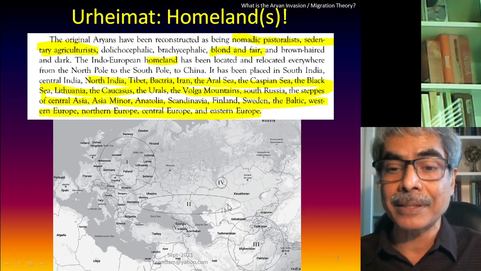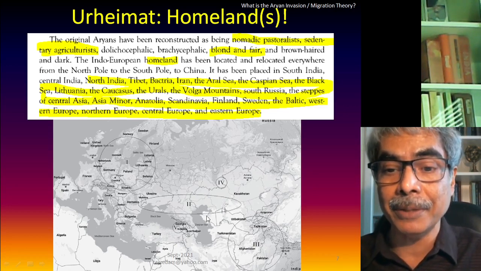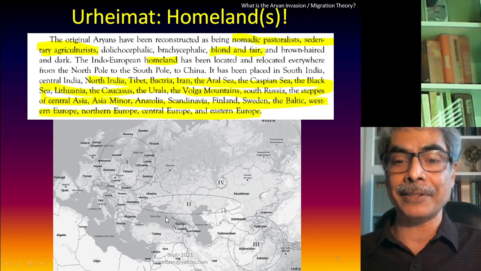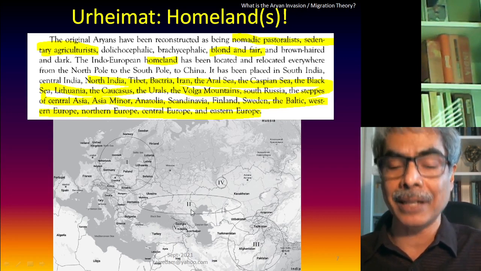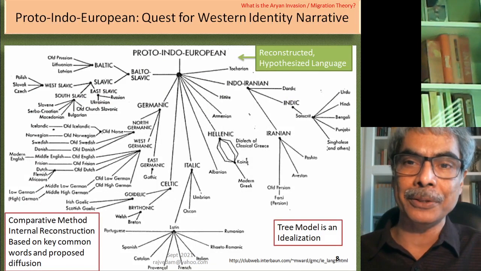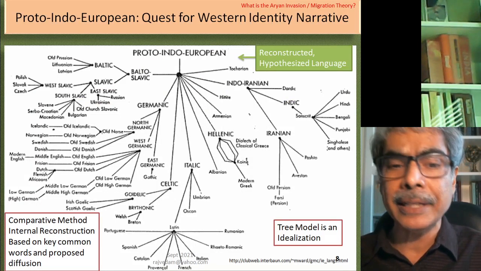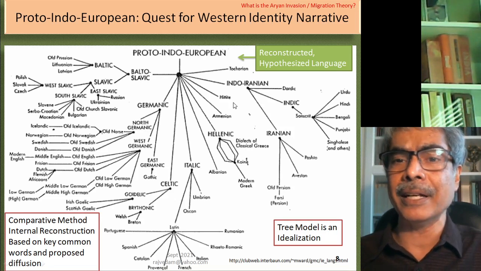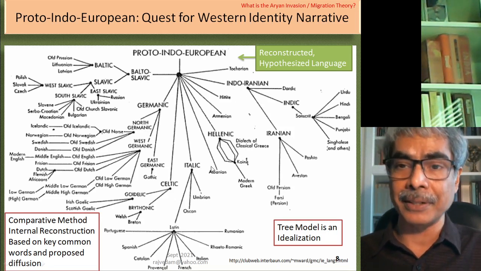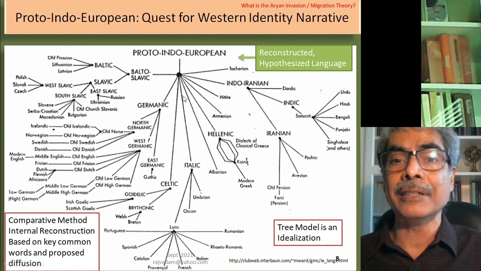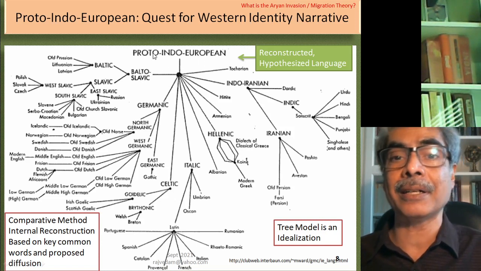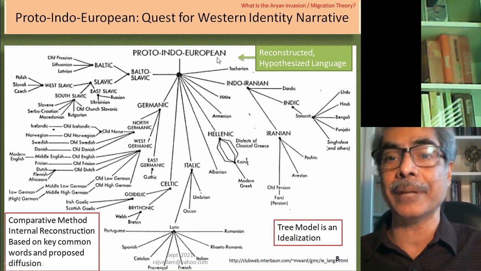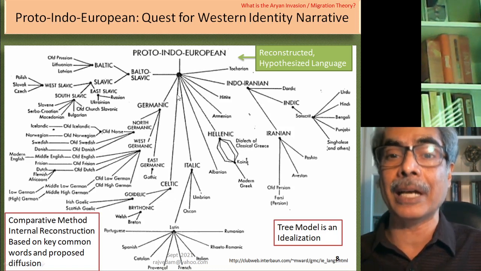All these were considered to be homelands at some point or the other. Eventually, the linguists settled upon the area between the Caspian Sea and the Black Sea as the origin for the ancestral language called Proto-Indo-European. So this reconstruction using comparative method led to this kind of an idealization. Idealization meaning that they reconstructed academically a hypothetical ancient ancestral language called Proto-Indo-European, from whom these daughter languages were born.